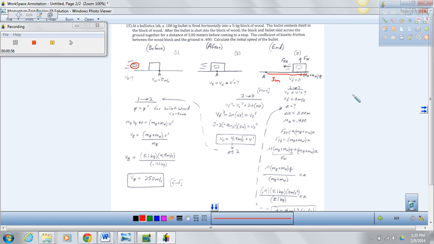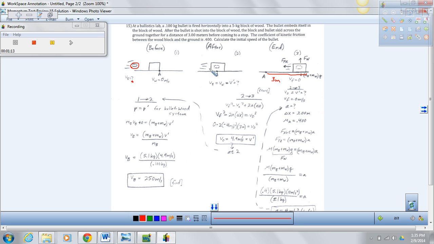Again, this is one of those problems where drawing a picture of what's going on really helps. This is the before picture. I have a bullet flying towards a block of wood. The bullet's moving at some unknown speed. That's ultimately what we want to find. The wood is sitting still. So before the collision, there's lots of momentum with the bullet. There's none with the wood block.